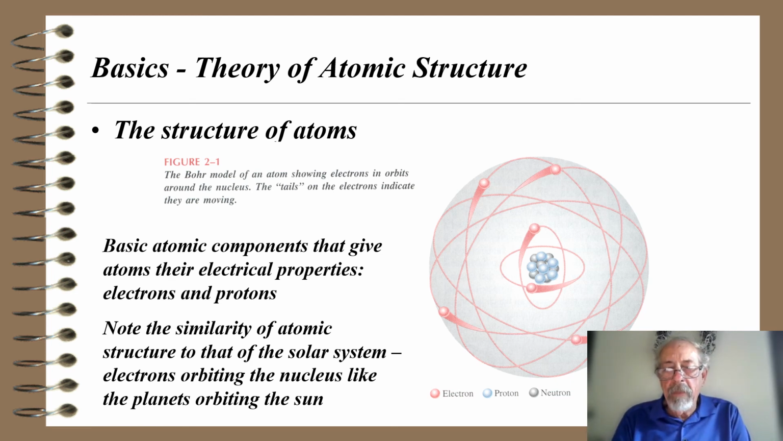Now, you may be aware that scientists have come up with more fundamental subatomic particles that make up protons, neutrons, and electrons, but it's not necessary to study those things to understand how electricity operates and the flow of current. So the basic atomic components that give atoms their electrical properties are the electrons and the protons. The neutrons are neutral. And again, note the similarity of atomic structure to that of the solar system: electrons orbiting the nucleus like the planets orbiting the sun.